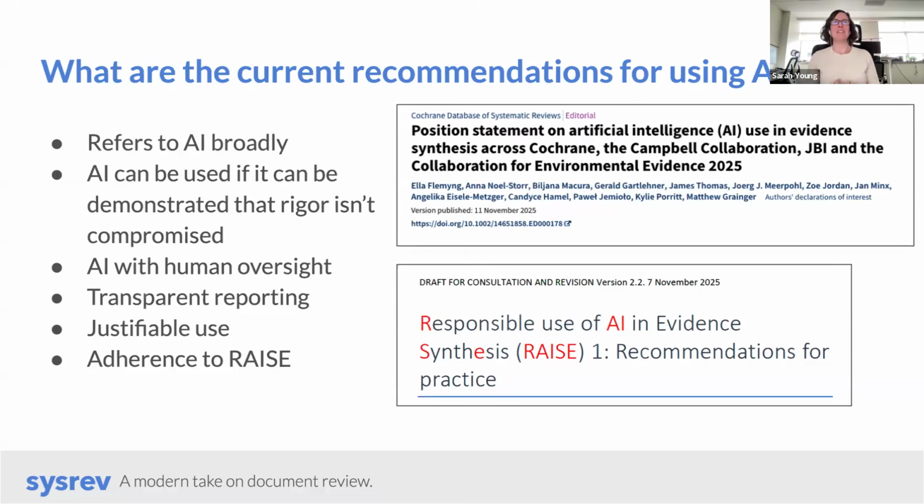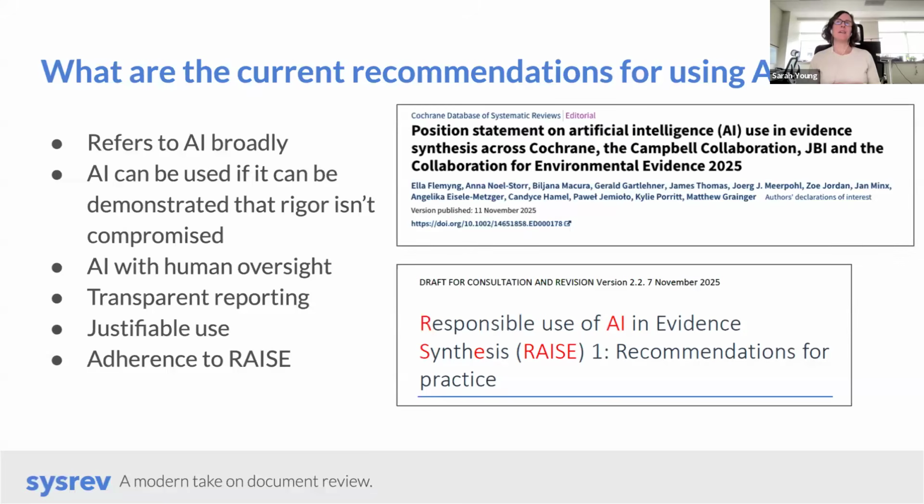These are relatively new. In fact, it was just last week that Cochrane, Campbell, JBI, and Collaboration for Environmental Evidence released their first position statement for the use of AI in evidence synthesis. Important to note, this is not just LLMs and generative AI. This is AI broadly. And they say that AI can be used in evidence synthesis as long as it is demonstrated that the rigor of the review isn't compromised. It must be done with human oversight, transparent reporting, and the use must be justifiable.